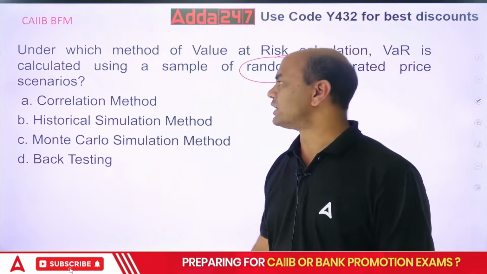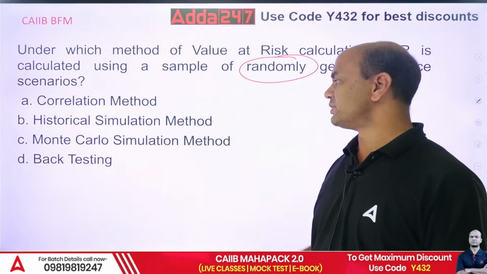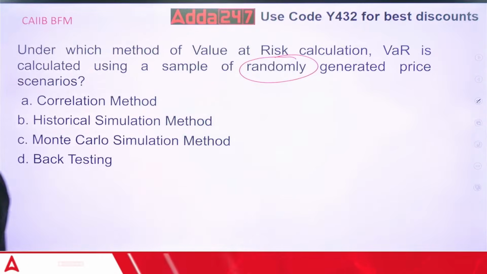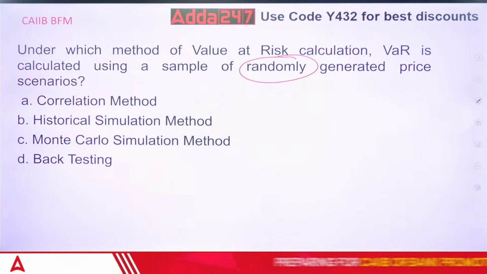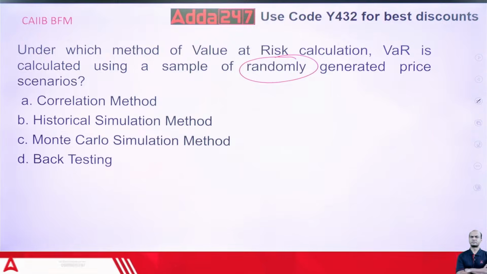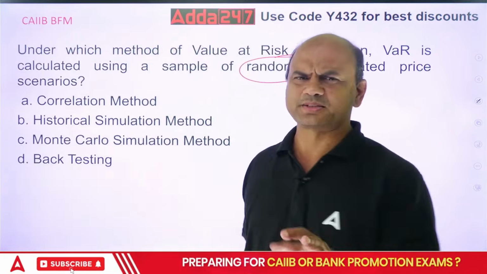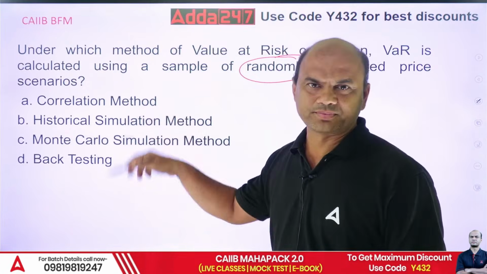So, correlation method, historical simulation method, Monte Carlo simulation method and backtesting. Think of it. Under which method do we do it? By randomly generated scenarios. Randomly generated means what? What is randomly generated? These are hypothetical. Okay, hypothetical. See, I'll explain certain terms to you over here. First, let's go one by one.